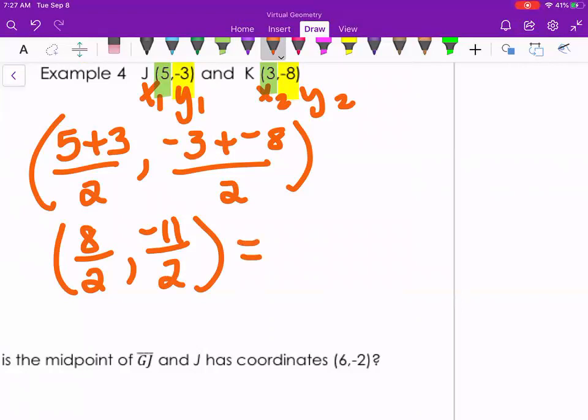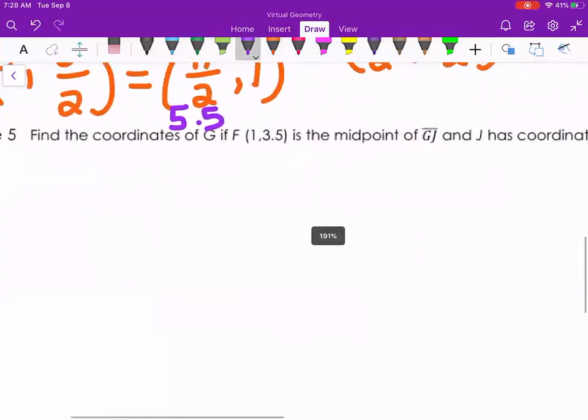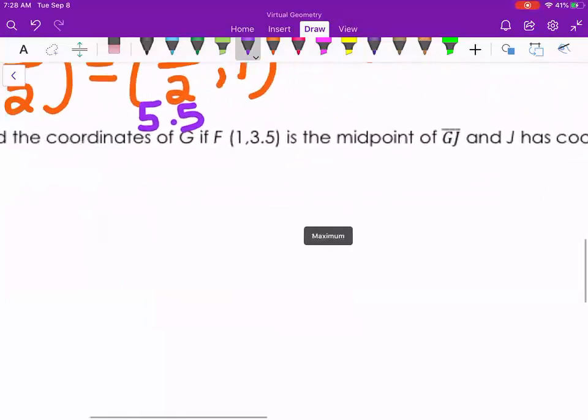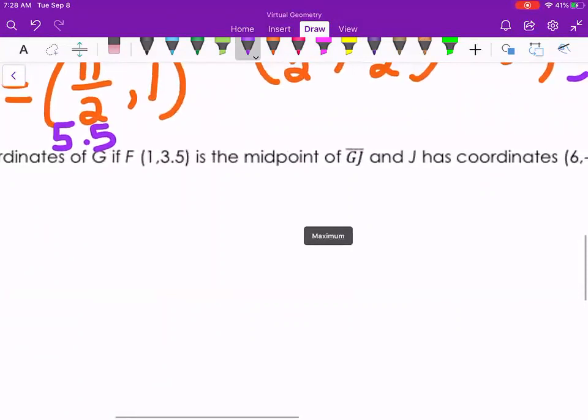All right, let's keep going, see if we can simplify this any farther. So 8 divided by 2 gives me a 4. -11 over 2 is not going to simplify down any farther, so we can just leave it. And again, like before, if you were to give me -5.5 with a decimal, that's perfectly fine as well. Okay, so let's see now if we can work backwards. This time, find the coordinates of G if F is at 1 and 3.5. That is the midpoint already.